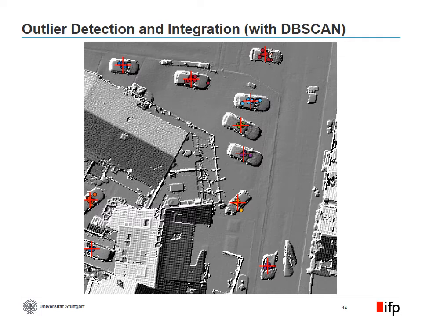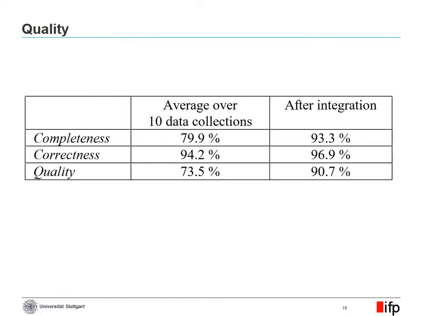So what is the quality? We are not interested in the geometric quality at that point, because this is only a coarse identification of the car, but we are interested in the completeness and correctness. Here you see the comparison of the average over 10 data collections. So this is the data quality which we could expect if we collect the data only once. And you see what we will get if we collect the data 10 times, integrate it, and calculate the average.